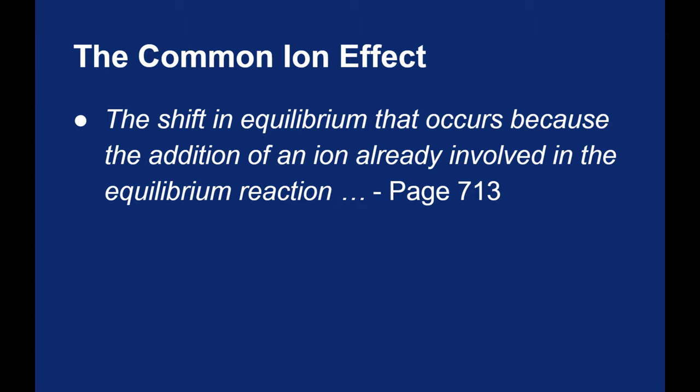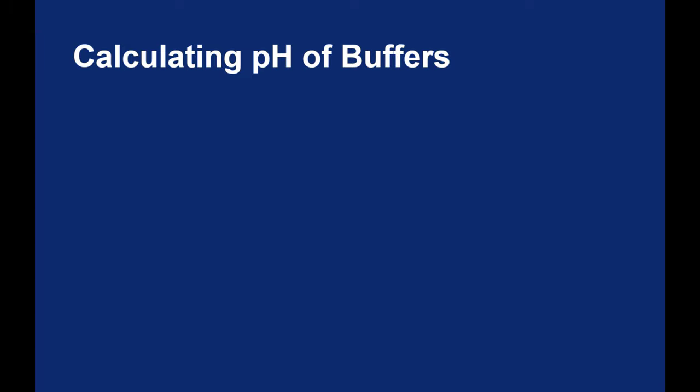Now the problem we did previously with the sodium acetate and the acetic acid was a buffered solution. When you have acetic acid, the conjugate base is acetate. So by mixing both the acetic acid and the sodium acetate together, we made a buffered solution. The trick here is to calculate the pH of buffers.